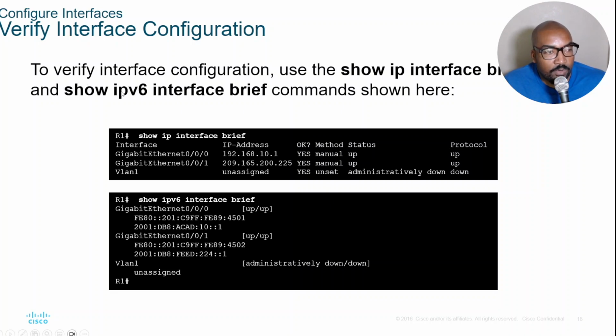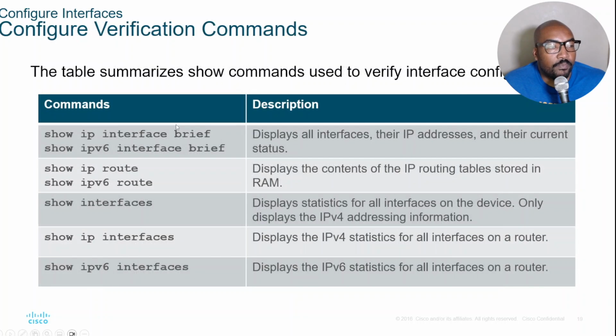Then if I wanted to show IP version 6, you can also do that as well. So here are some of the commands, and we will go through a few of these, not all of these. Show ip interface brief, show ipv6 interface brief, show ip route, and show ip interface, which displays IP version 4 statistics, all that good stuff.